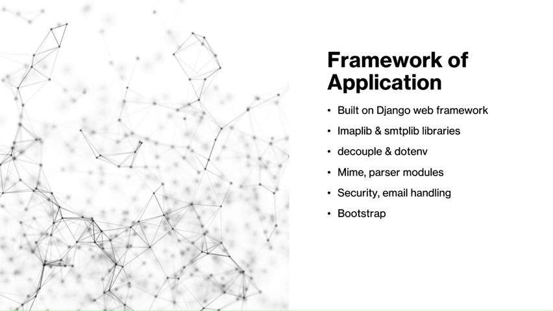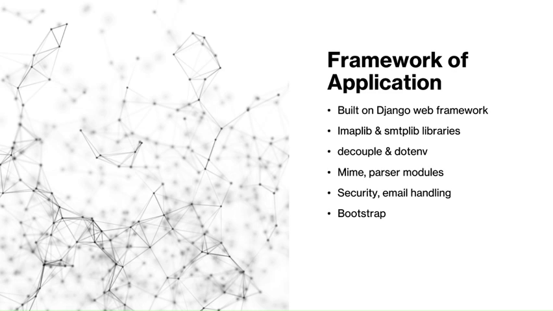The application was built using the Django web framework, which provides the foundation for server-side logic, URL routing, and template rendering. Django's model-view-template architecture creates a clean separation, where views handle the email operations through Python's IMAP and SMTP libraries, and templates powered by Django's templating engine create the user interface.